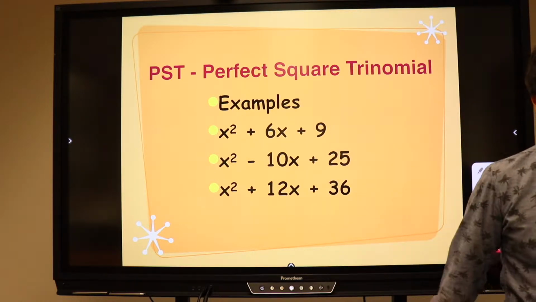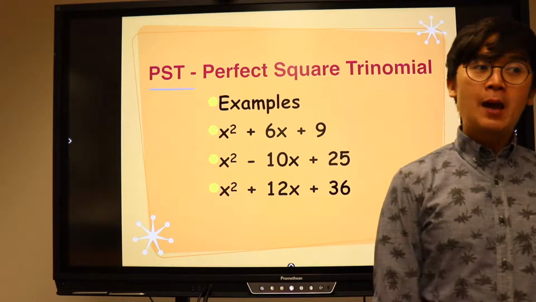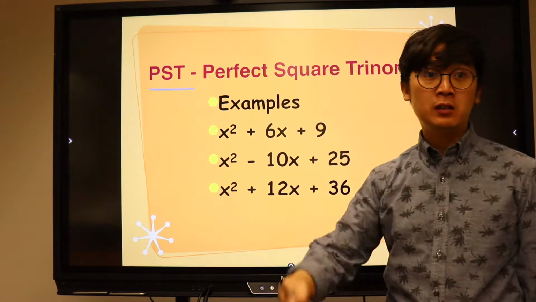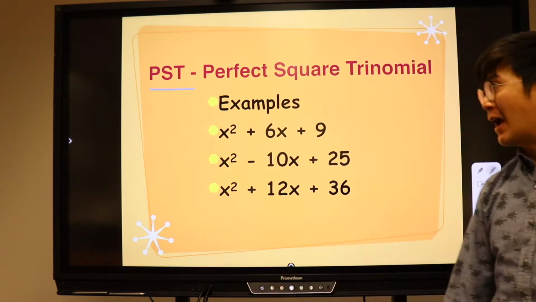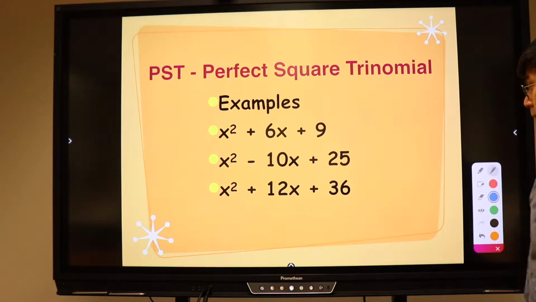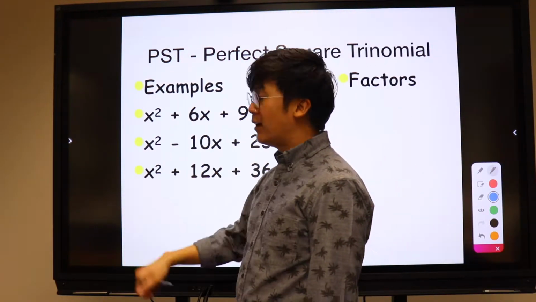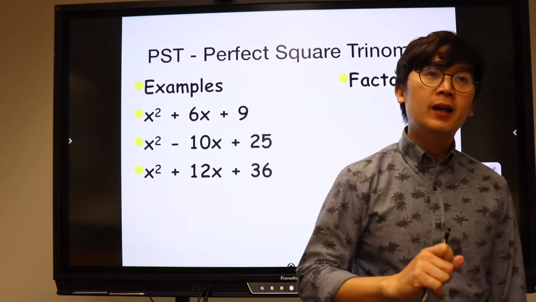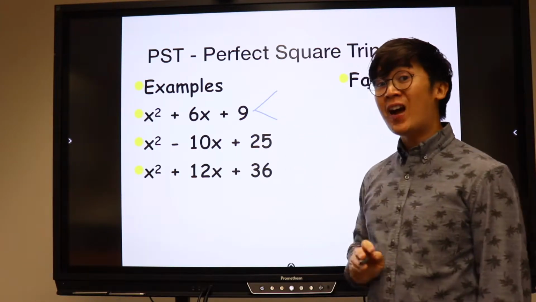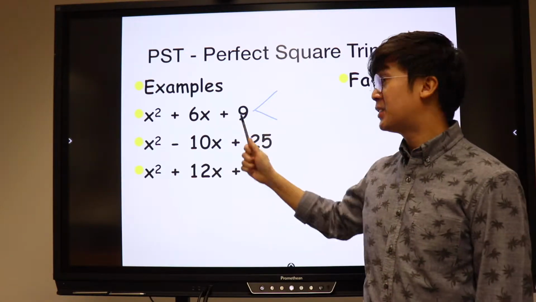Now the question is, why is it a PST? What is so special about these quadratic equations? It looks like the same quadratic equations we were looking at before, but why is this a PST? It's a hypothetical question because we're going to answer it right now. The reason it's called a PST is that if we find the factors of 9, what are the factors of 9 that will give you 6 when you add them up?